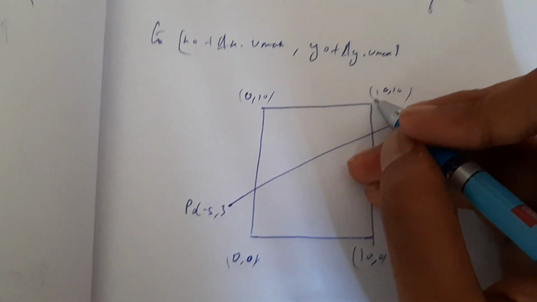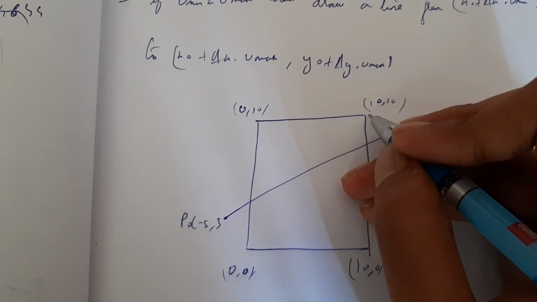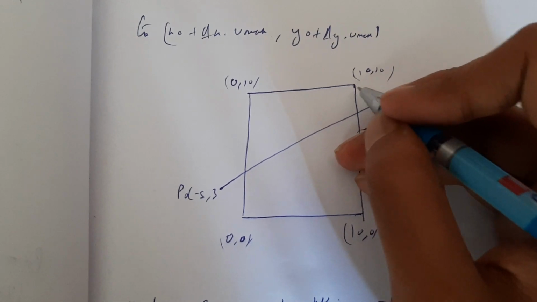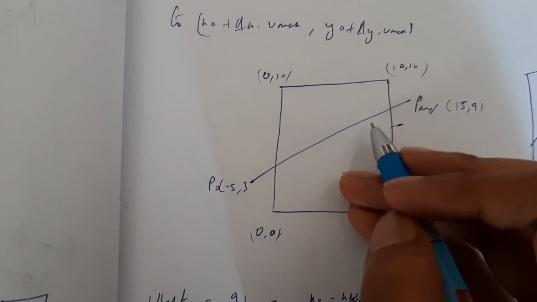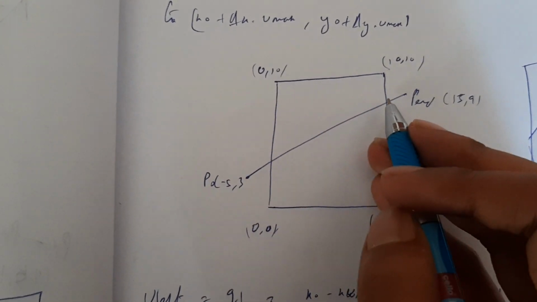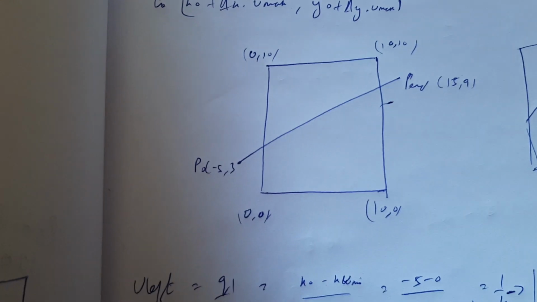X is this coordinate. Now, from a logical point of view, when we go from here to here, the y coordinate doesn't change. You can see 10 comma 10. The x coordinate only changes. That's how we do it. So for x, we consider this coordinate, 10.